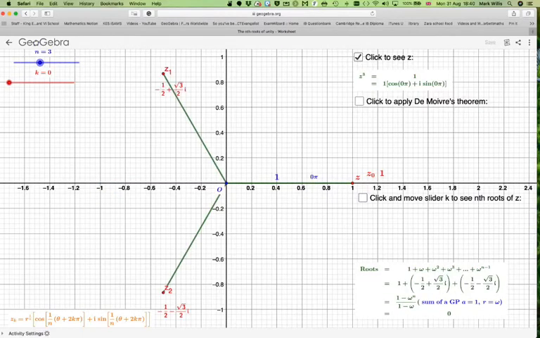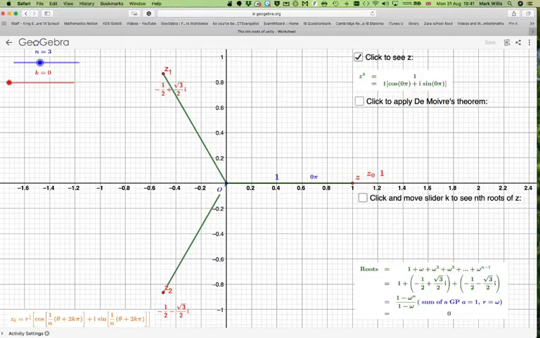Let's do cubes. Okay, if I've got z cubed is equal to 1, if we put the complex number 1 on our Argand diagram, it has modulus 1 and the angle will be 0 pi. So in r cos theta plus i sine theta format, it will be cos 0 pi plus i sine 0 pi.